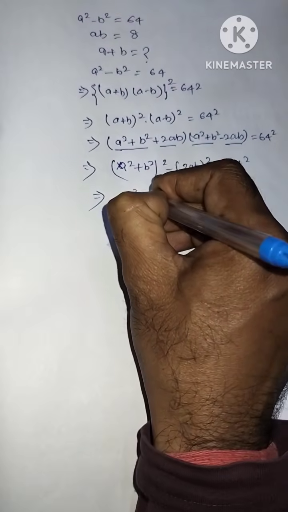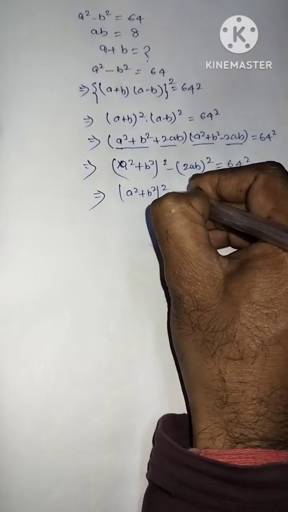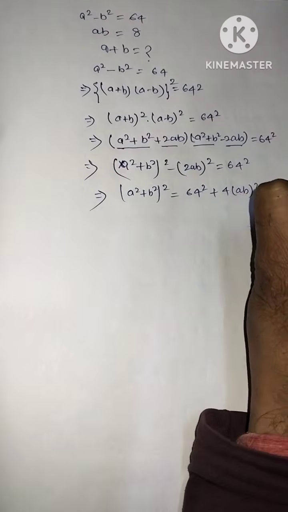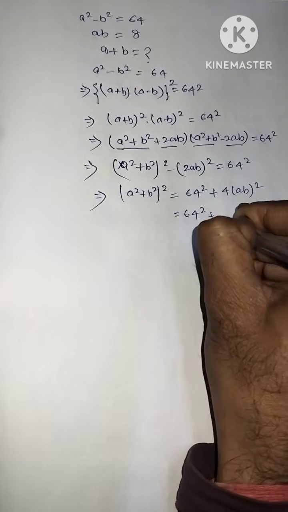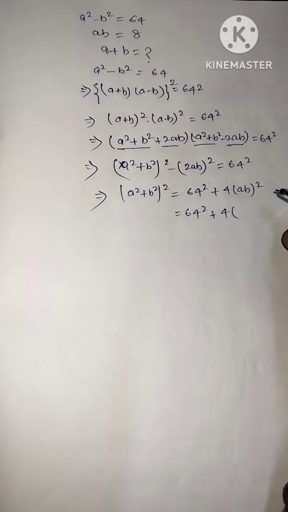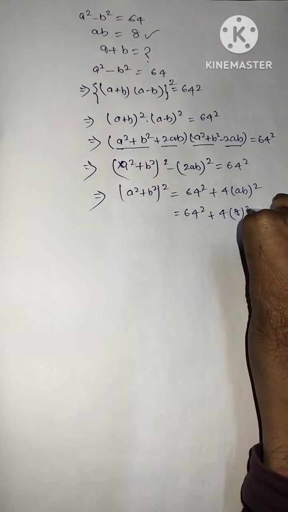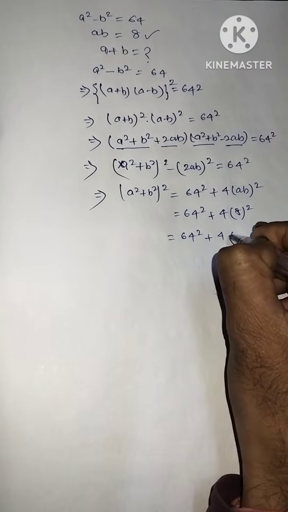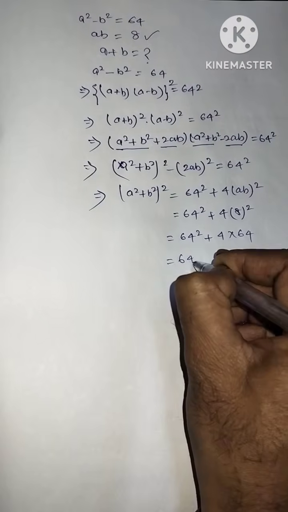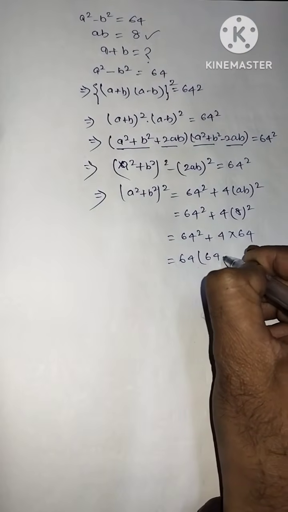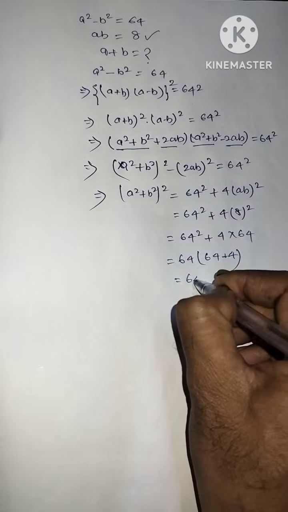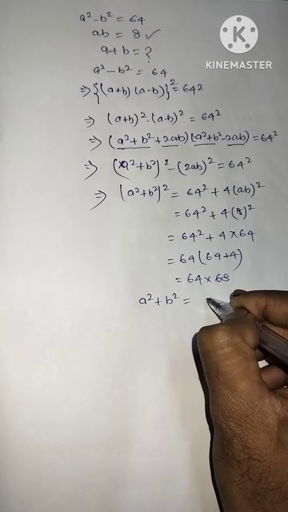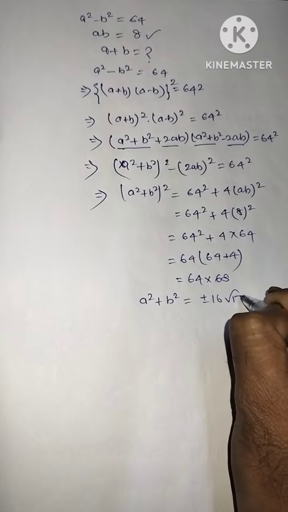This is (a square plus b square) whole over power 2 equal to 64 square plus 4 times (a times b) whole square. This is 64 square plus 4 times, and a times b we have here is 8. So it will be 4 times the square of 8: 64 square plus 4 times 64. I will take 64 common here. We'll get 64 times (64 plus inside the bracket 4), so it will be 64 times 68. Hence a square plus b square will be equal to plus minus 16 times square root of 17.